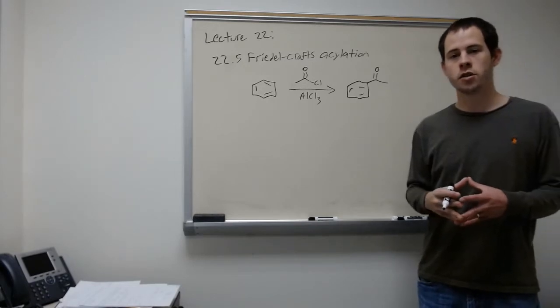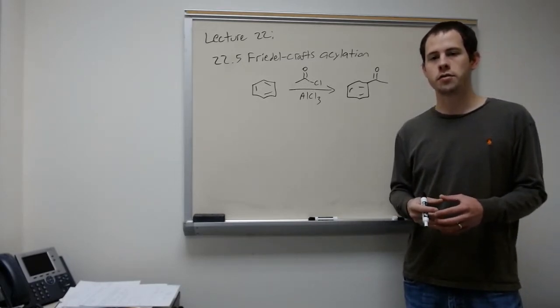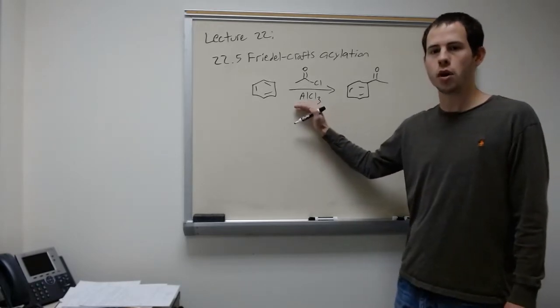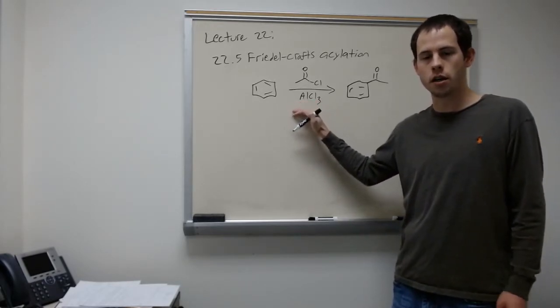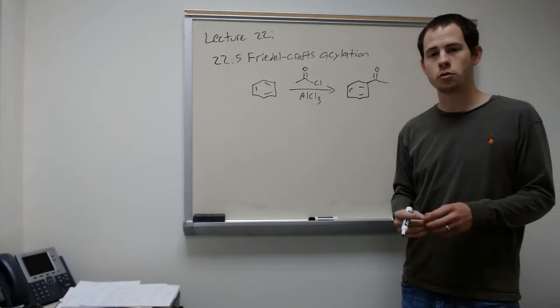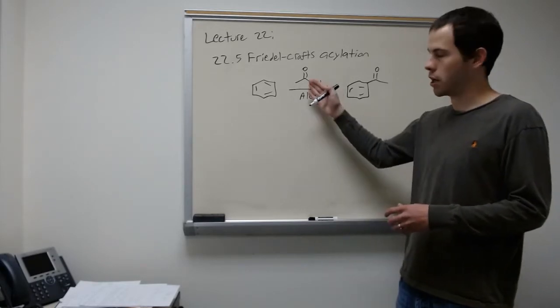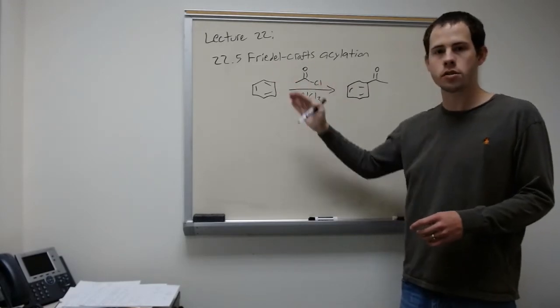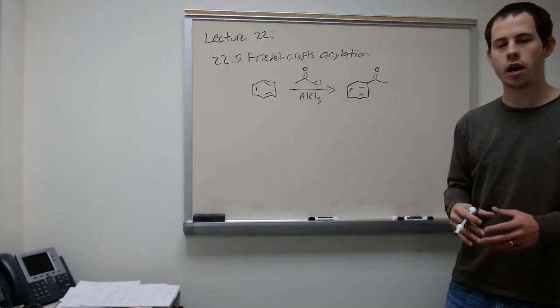And so the mechanism is extremely similar to the Friedel-Crafts alkylation. So let's run through that really fast. We're going to use aluminum trichloride as our Lewis acid here. Remember, you could use iron trichloride as well. And I'm using this simple acid chloride here, but there could be any other carbon stuff attached to it, and the same reaction will occur.